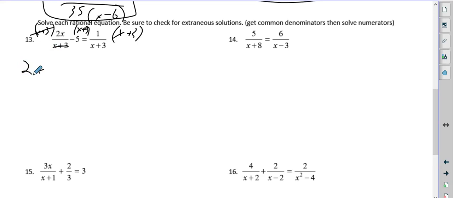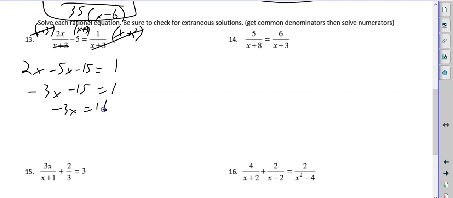In the middle, we have a negative 5 times the parentheses, x plus 3, so that's negative 5x minus 15. We have our equal sign, and this cancels, and we're left with 1. And now we have a basic algebraic problem. Negative 3x minus 15 equals 1. Add 15 to both sides. Negative 3x equals 16. Divide by negative 3, and I get negative 16 over 3.